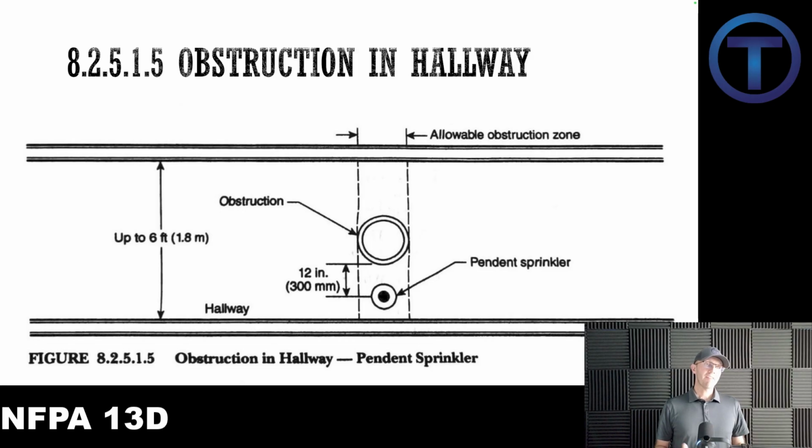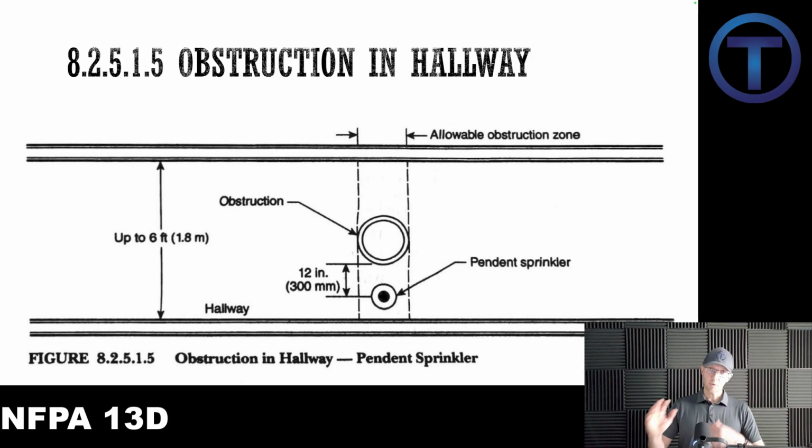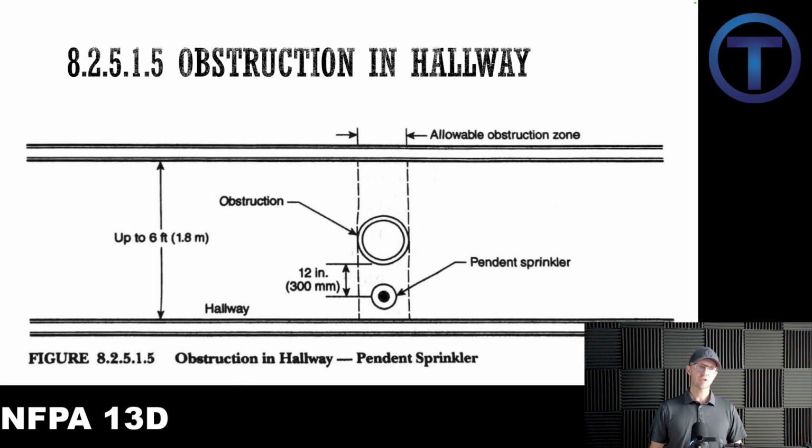Now 8.2.5.1.5 is a newer section. In the 2025, we're seeing an obstruction in a hallway. And if you've got this hallway and say there's a column coming up through the middle, this section says that you have to be 12 inches away from that. And if you can keep that distance to the obstruction, then they're going to consider that okay, so long as the hallway is 6 feet or less in width. What this will do is as that sprinkler goes, there's that shadow area created by the obstruction, but it's not enough to limit the sprinkler's ability to put out the fire. So this arrangement of things is going to be considered okay.